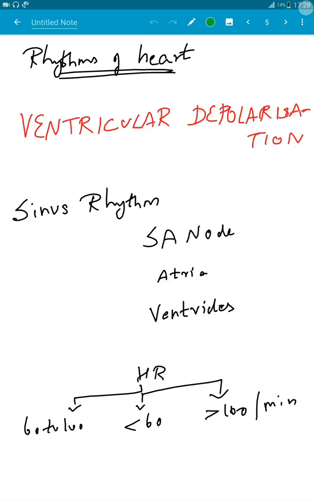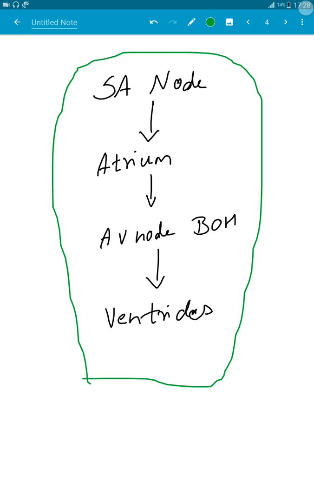Next, the rhythm of the heart. Regarding the rhythm of the heart, first we have to keep in mind how the ventricle gets depolarized. Normally, ventricular depolarization is controlled by the pacemaker of the heart, the SA node. From the SA node, to the atrium, AV node, bundle of His, and lastly the ventricle gets depolarized.